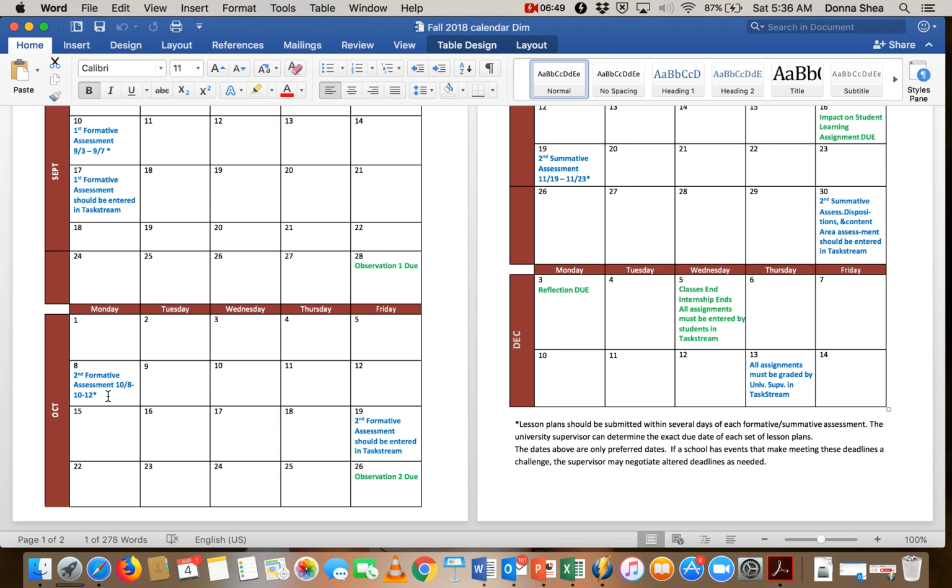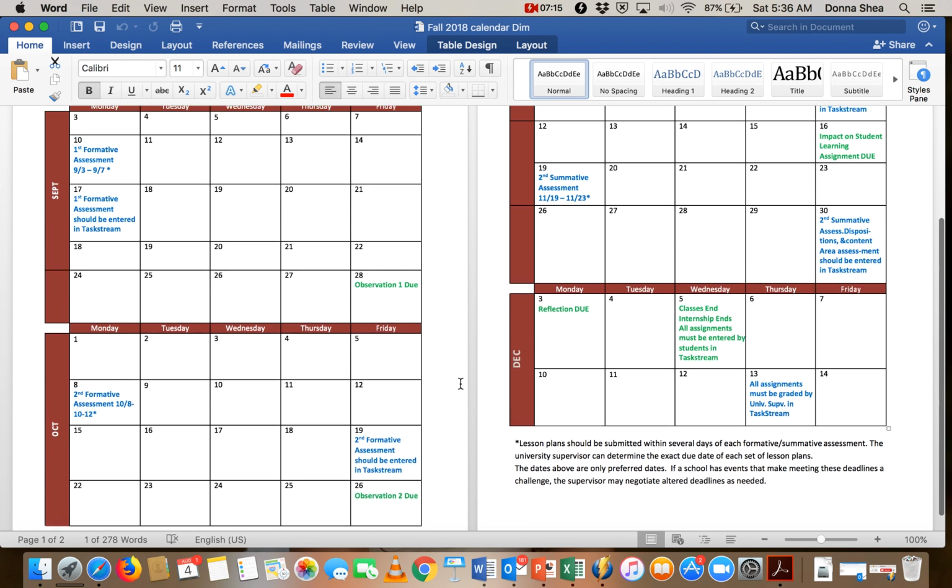So you can see the second formative is due between the 8th and the 12th. So this week is when they will be coming out to evaluate you, and your lesson plans are due in Watermark 2 weeks before here. So you're going to put 2 weeks of lesson plans in before that university supervisor comes out to evaluate you. So these two are formative, so they do not count toward your grade.